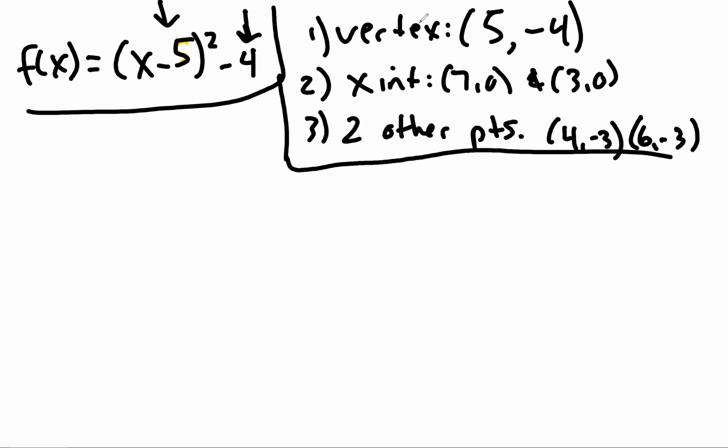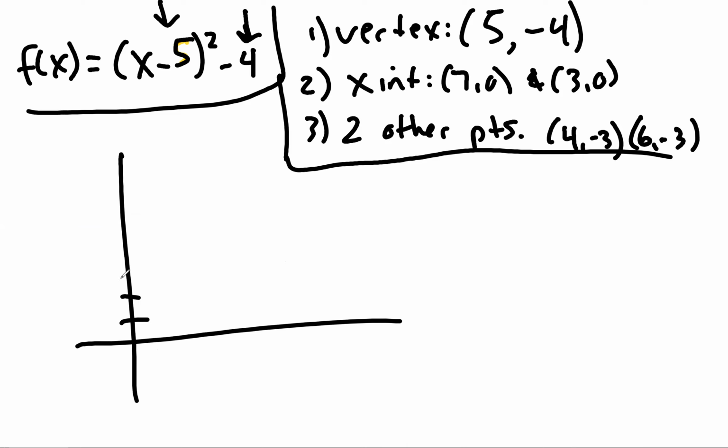So here we go. Here will be my graph, and I need to get some tick marks on here. Okie dokie. And so the first thing I'm going to do, I'm going to use a different color so we can see it, is graph the vertex, which is (5, -4). So I'm going to start at the origin. Oh, and I didn't make my graph big enough. Hold on. I'm going to start at the origin, and I am going to go to the right 5 and down 4. So 1, 2, 3, 4, 5, and then down 4. 1, 2, 3, 4. So here will be my vertex.